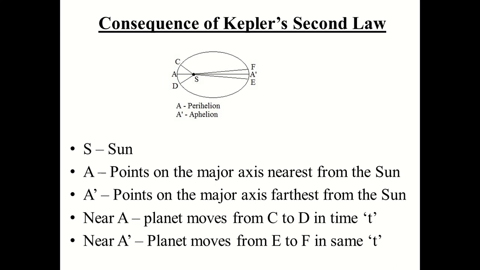point on the major axis farthest from the sun. The point nearest to the sun is called perihelion. And when the planet is farthest from the sun, that point is called aphelion. Now near the point A, the planet moves a distance C to D in a time t, let's say, and near the point A prime, that is near the aphelion, the planet moves from the point E to F in the same time t.